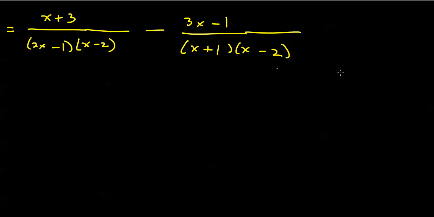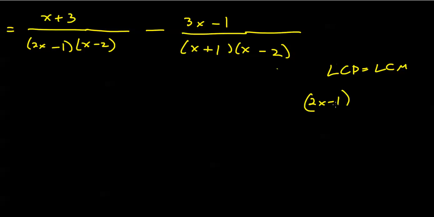LCD. Now the LCD, which is the same thing as the LCM, the least common multiple, contains all factors of each denominator. So my LCM has to have a factor of 2x minus 1.